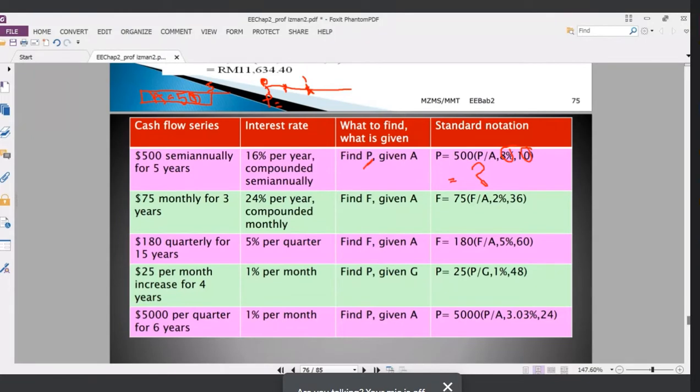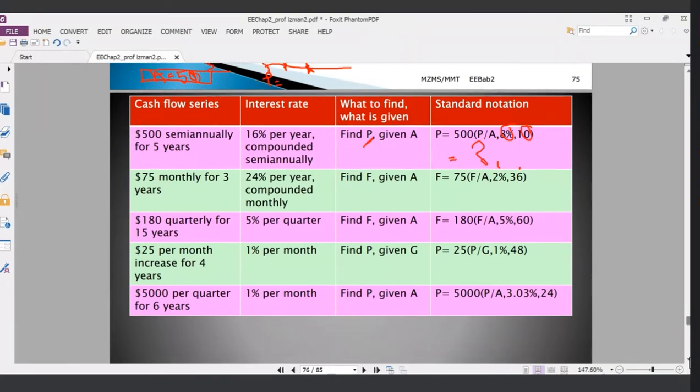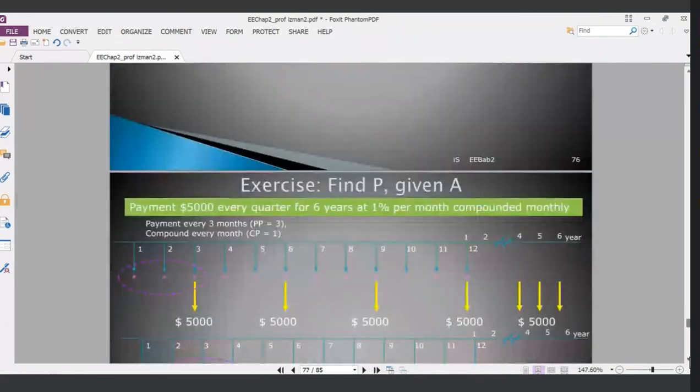Okay, so untuk second situation, 75 monthly for 3 years, faham? Kenapa i dia dah jadi 2% dan tempohnya adalah 36? Macam yang saya explain tadi lah. Monthly, for 3 years, 12 kali 3, 36. Faham? Okay, good. Very good.